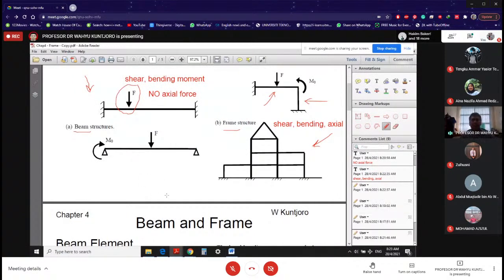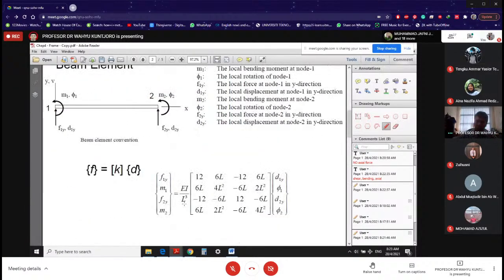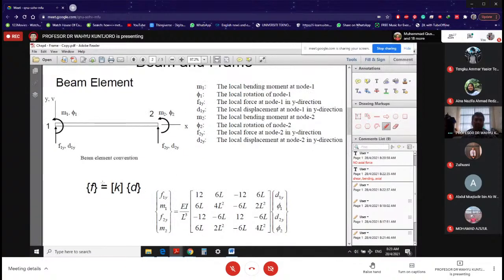All right, so now let's come back to our presentation here. Now you see we have beam element and frame element, but our focus is going to be on frame element. But of course, I need to mention beam element first quickly.